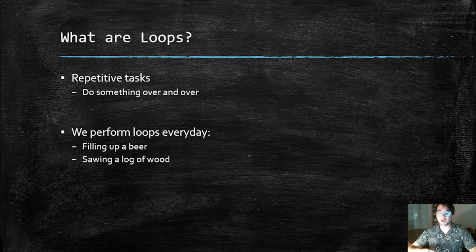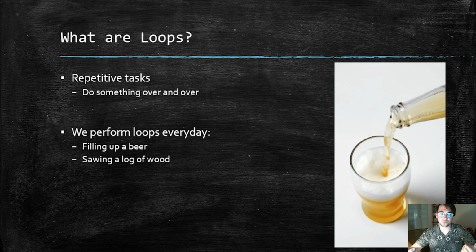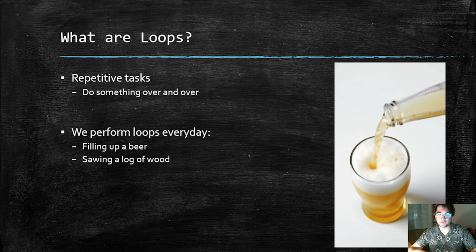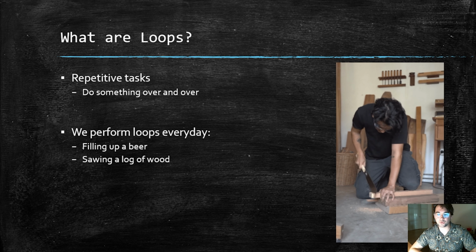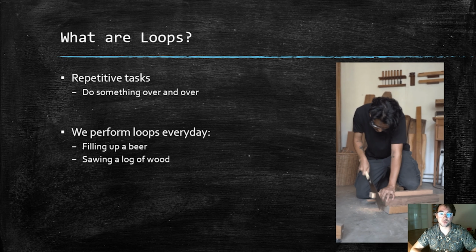So imagine pouring a beer. You're pouring and pouring and pouring. You're pouring until your glass is full. And that's what a loop is. We have a task that we want to repeat, so pouring, and we stop once the condition is met, the glass being full. Another example is sawing a bit of wood. You keep sawing and sawing and sawing. You continually saw until it's cut into two.